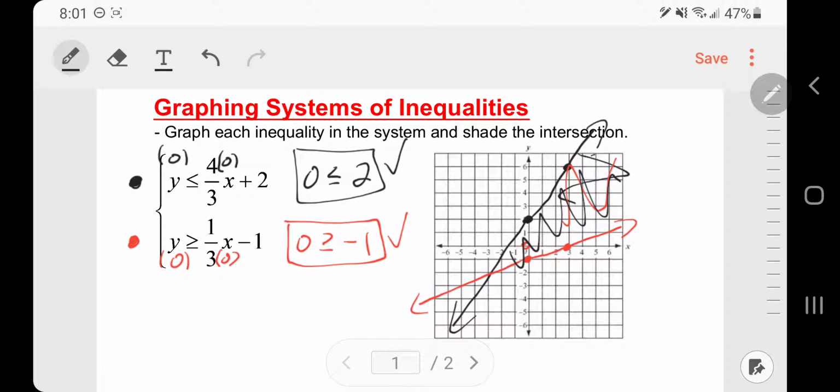Okay, again, you follow the same rules. If we didn't have an equal to on either one, it's possible to have the dashed lines. But again, if you need to review how to graph regular inequalities, it could be helpful to help you understand this video a little better. That's one of the prior videos that you can go check out if you need to. All right, so again, you're looking for the overlapping region when you're graphing a system of linear inequalities.